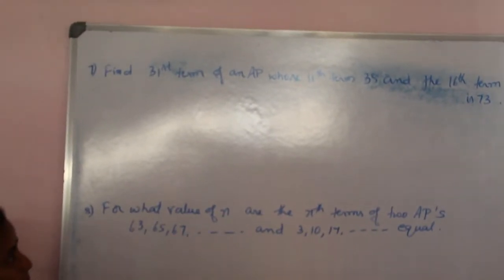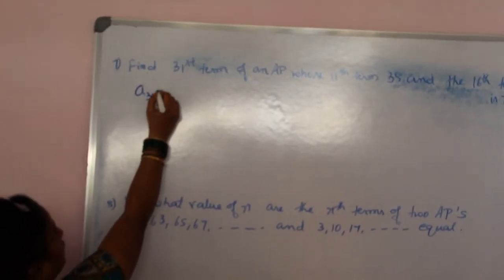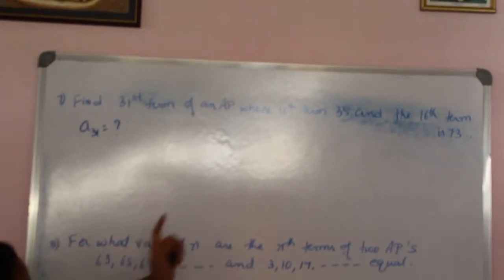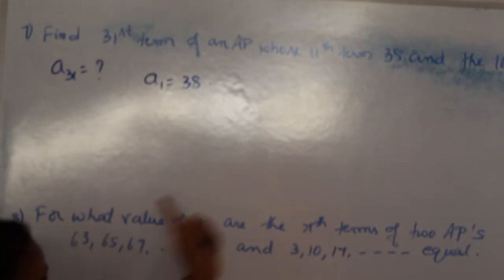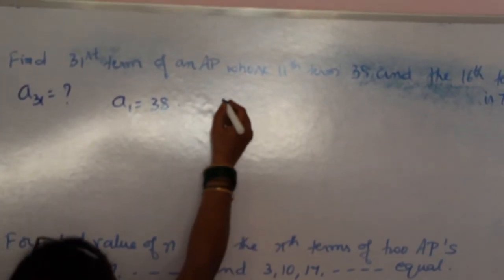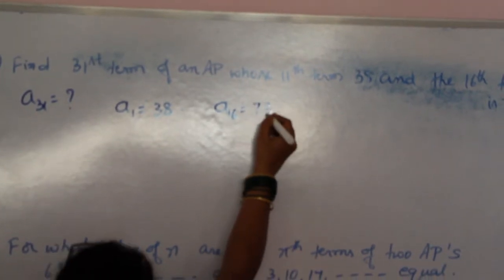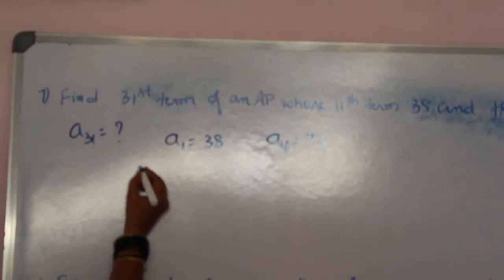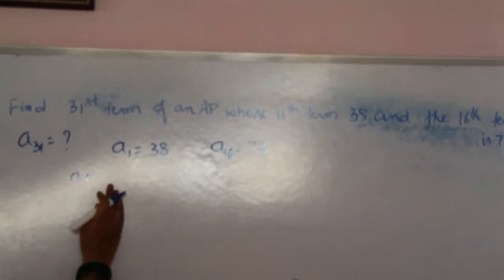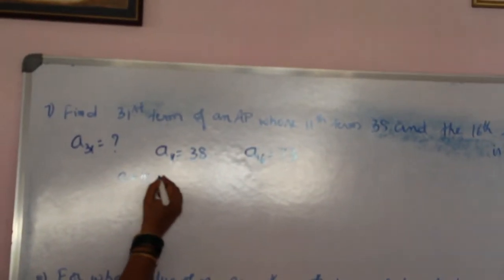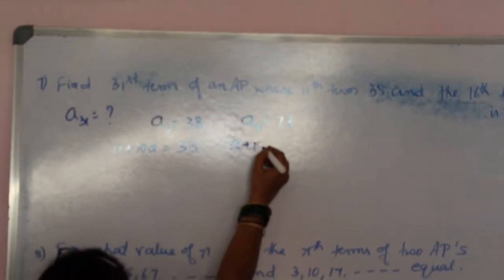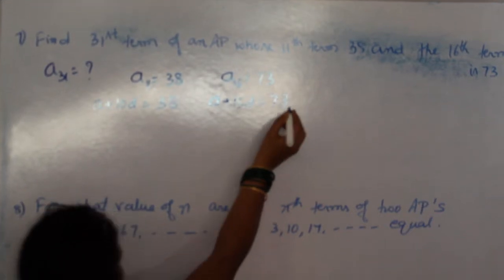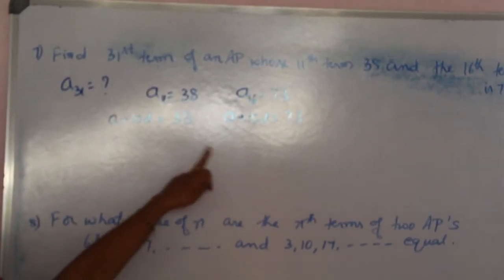Find the 31st term of an AP. That means we have to find A31 equals question mark. Next, whose 11th term is 38. That means A11 equals 38. And the 16th term is 73. A16 equals 73. Same type of question as before. A11 means A plus 10D equals 38. A16 means A plus 15D equals 73. We are getting two linear equations.